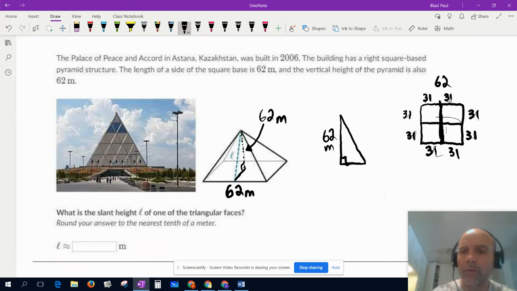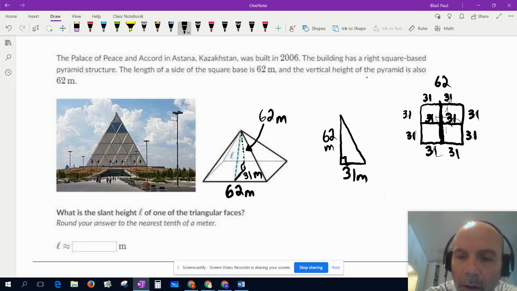I think it intuitively makes sense here that all of these on the inside will also be 31, right? We cut it in half, cut this in half, everything's 31. So that puts the center 31 away from the middle here, right? So that means that this edge is 31 meters.